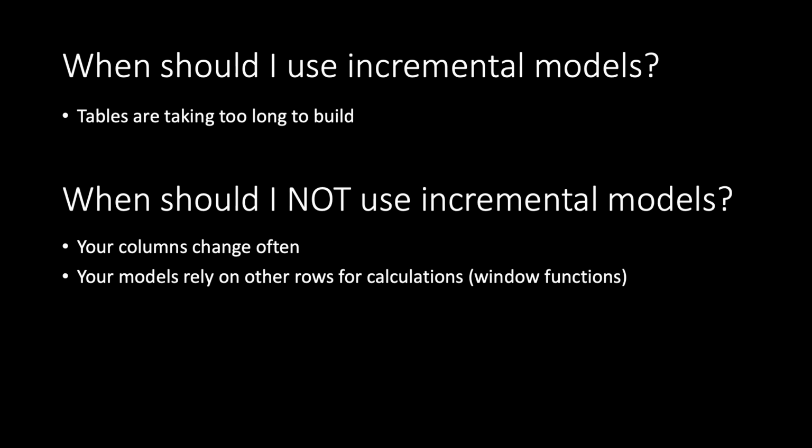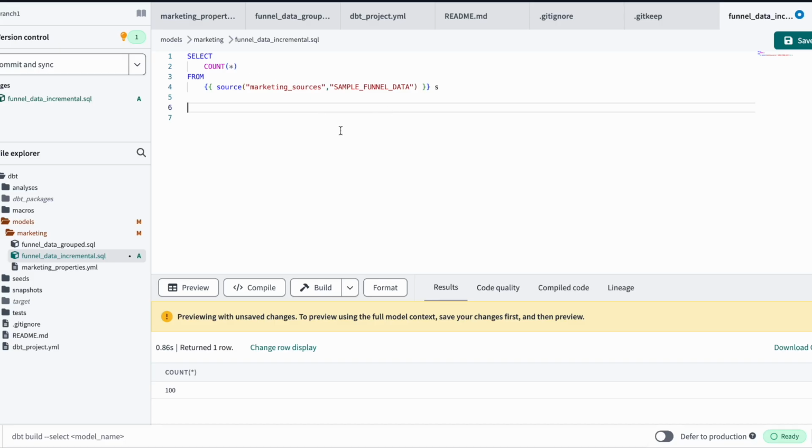Also, when your models rely on other rows for calculations or your values rely on other rows, then you probably don't want to use incremental models. I can explain this later with an example. All right, let's jump into our demo.